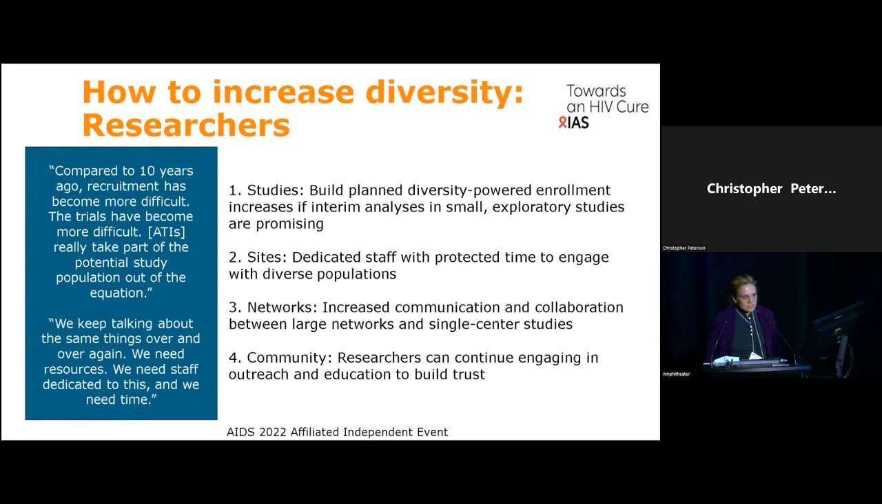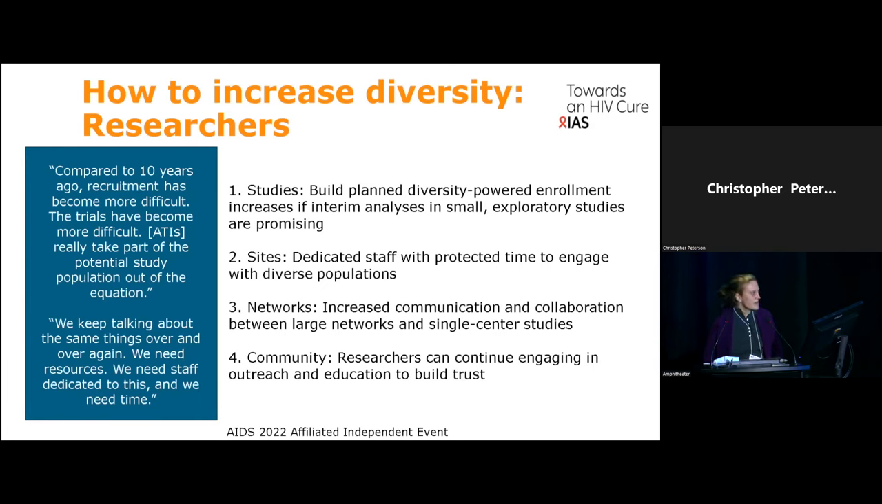The researchers really articulated a strong desire for the sites to have dedicated staff with protected time to be able to engage with diverse populations. The researchers are also frustrated by the sort of helicopter research and the in and out, we need you to enroll in our study, see you later. The researchers felt that the big networks could do more to increase communication and collaboration between the networks and small sites that might not be network affiliated to really ensure that those collaborations are maintained. And researchers also expressed their real commitment to continue engaging in outreach and education to build trust.